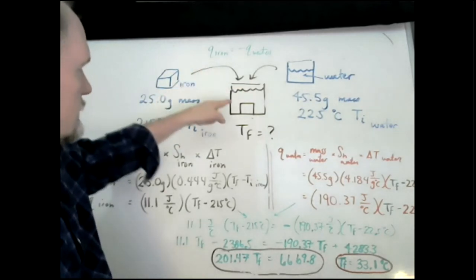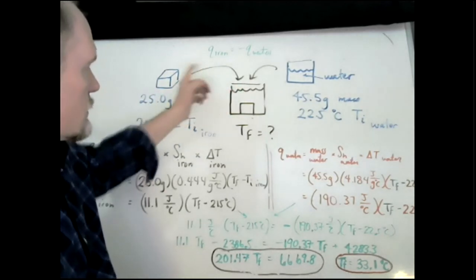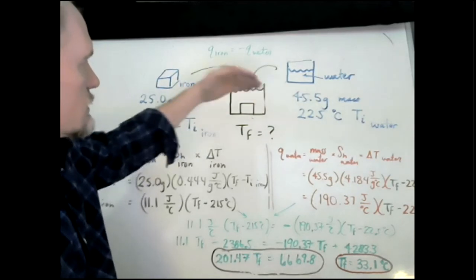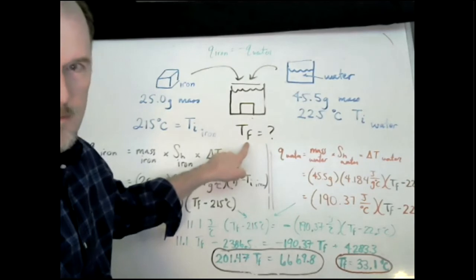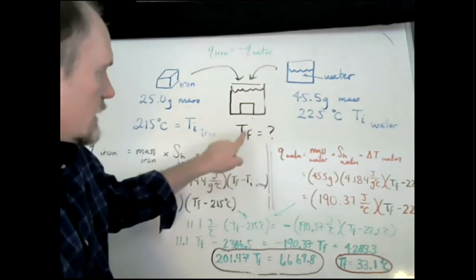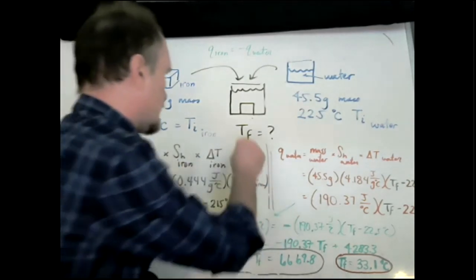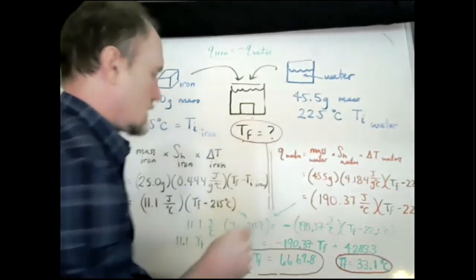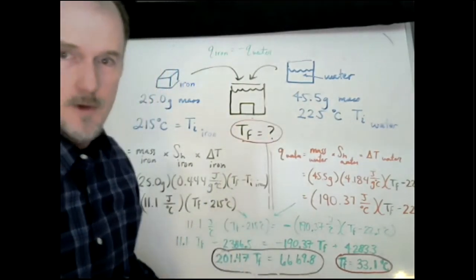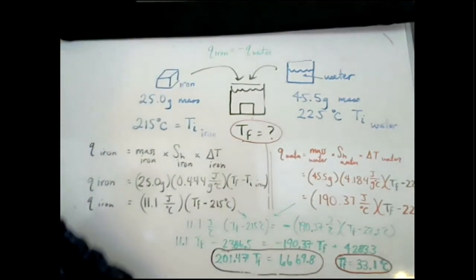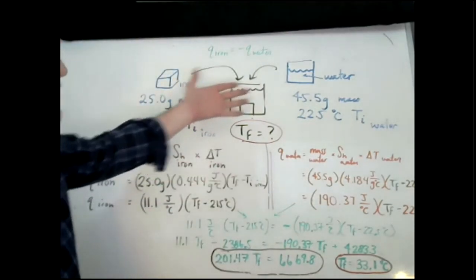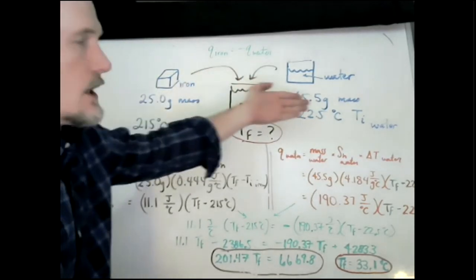The heat is going to leave the iron and go into the water. So the iron is going to get cooler. The water is going to get warmer. They're going to stabilize at some final temperature. And we are asked to calculate what is that final temperature. And that final temperature is going to be the same for the water and for the metal, right? So all I have done right there is I have written down what the problem has told me.